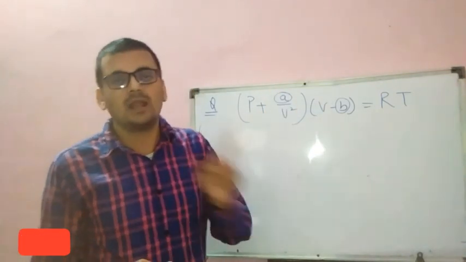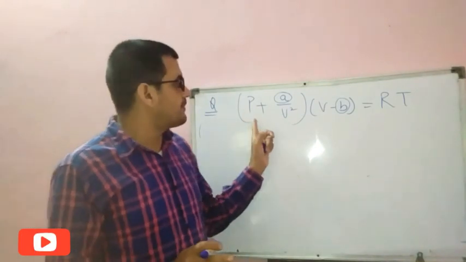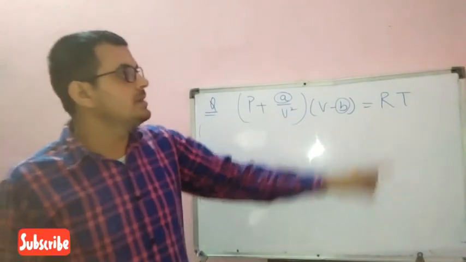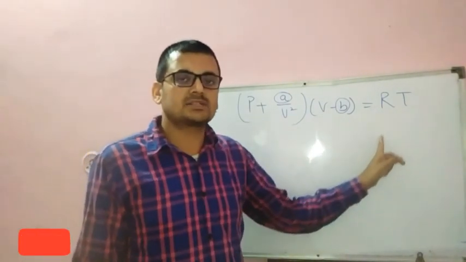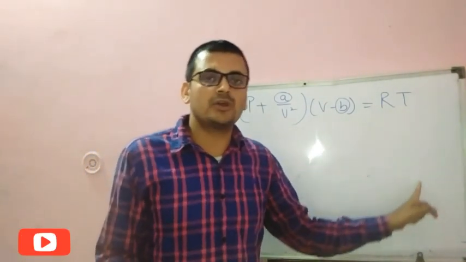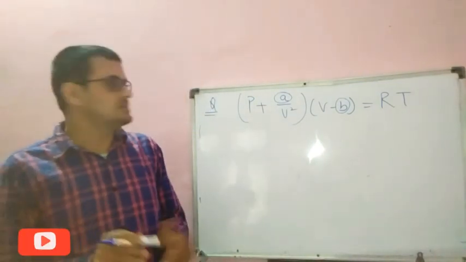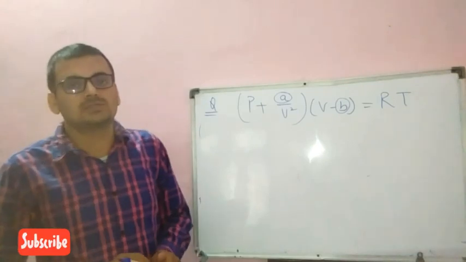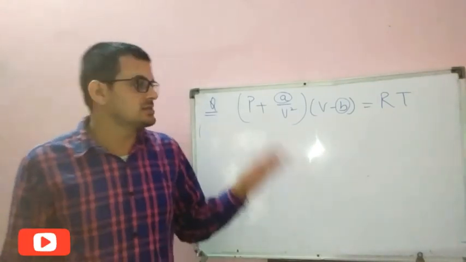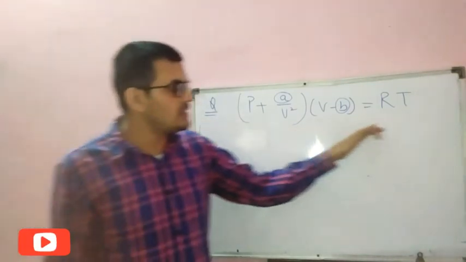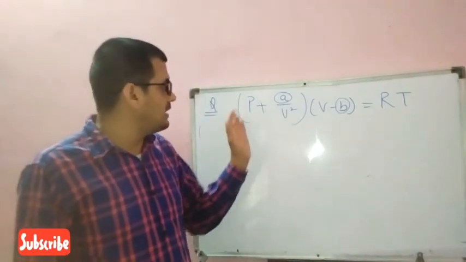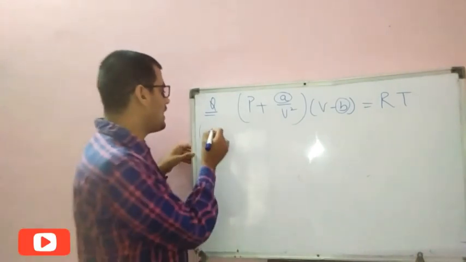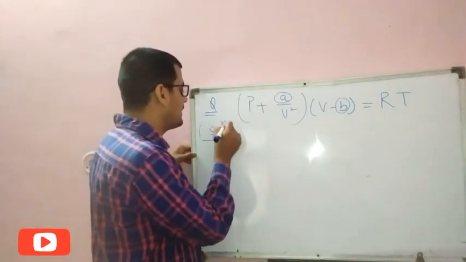These a and b are constants, where P is the pressure, V is the volume, R is the gas constant, and T is the absolute temperature. So the question is to find the value of a and b using dimensional analysis. You all note down this equation and write: find the value of a and b. So students, how will we find the value of a and b?